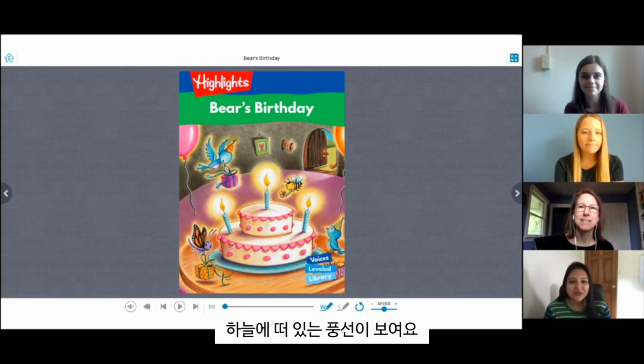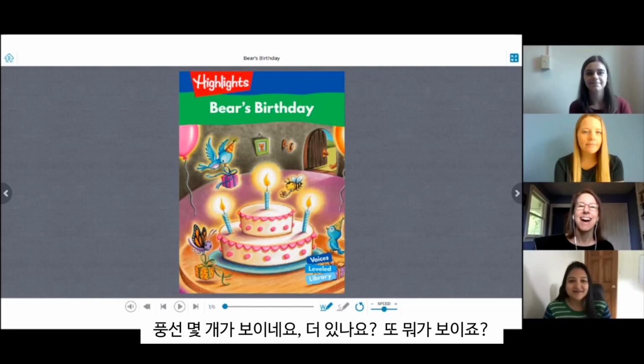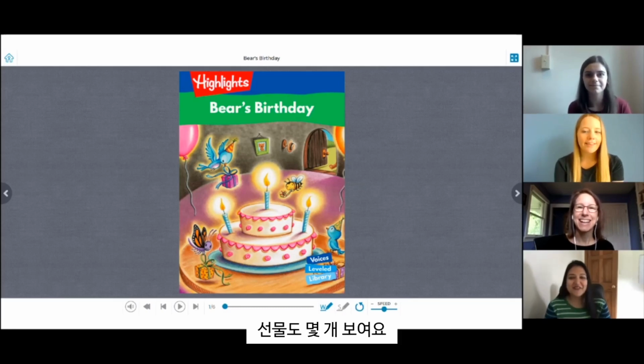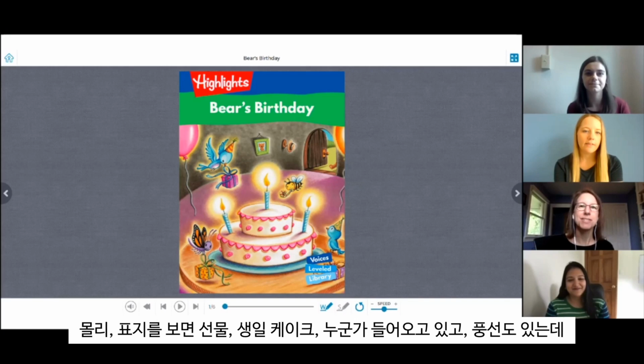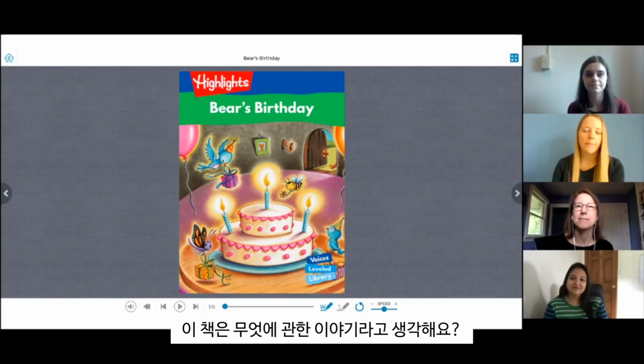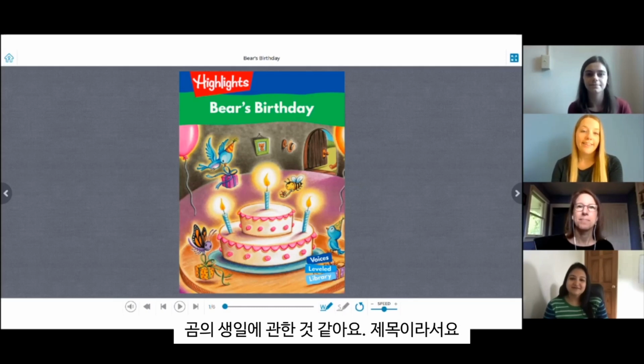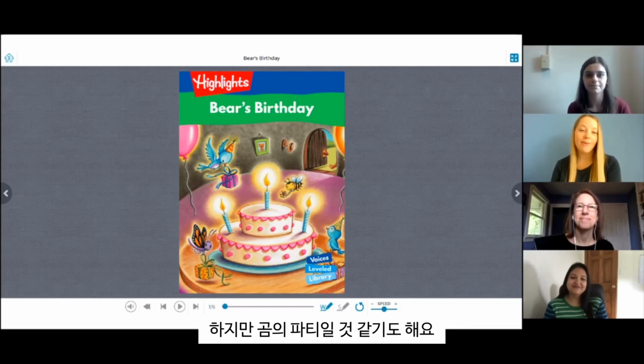I see some balloons floating in the sky. I see some balloons too. That's right. Anything else? What else do you see? There's some presents that I see too. Yeah, I see presents too. Molly, based on what you guys all see, some presents, a birthday cake, someone coming in the door, some balloons, what do you think the story is about? I think it's about Bear's birthday because of the title, but I think maybe also Bear's party.